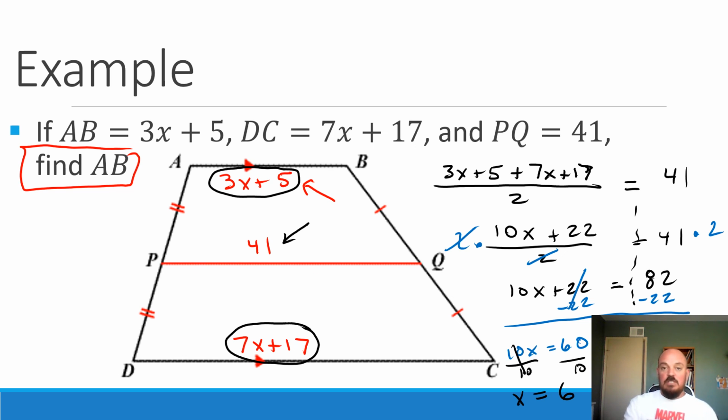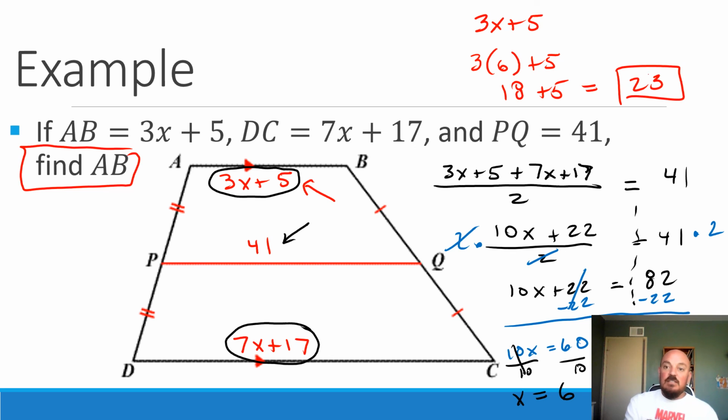And I'm going to move up here to the top where I have a little bit of free space. I'm going to take the 3x plus 5, and I'm going to substitute my answer I just found, 6, for x. So I get 3 times 6 plus 5. 3 times 6 is 18. 18 plus 5 is 23. So final answer is not 6. X equaled 6, and that's most of the work. That's what you had to do. But the final answer, AB, is 23.